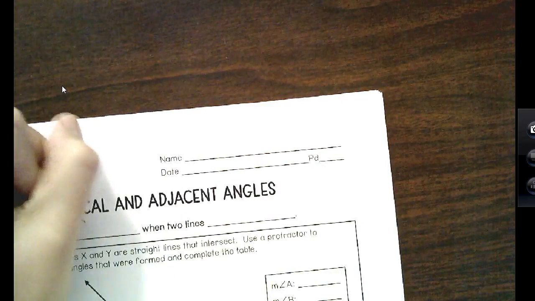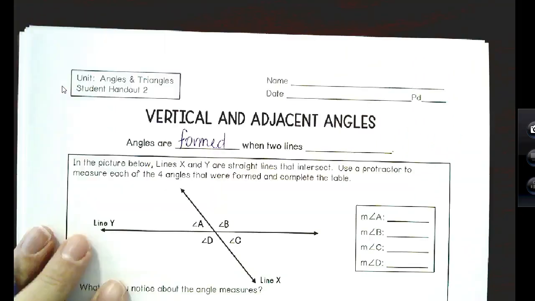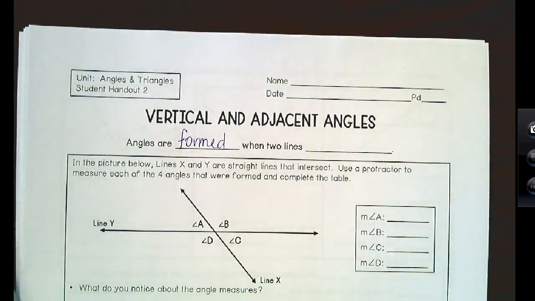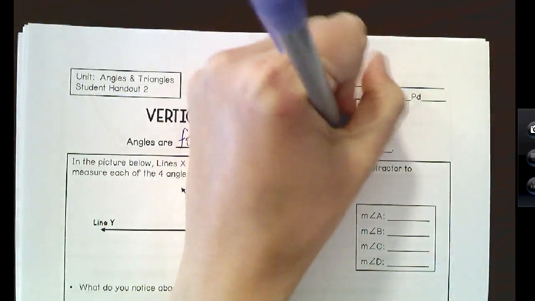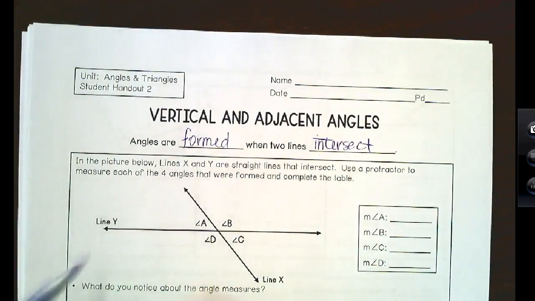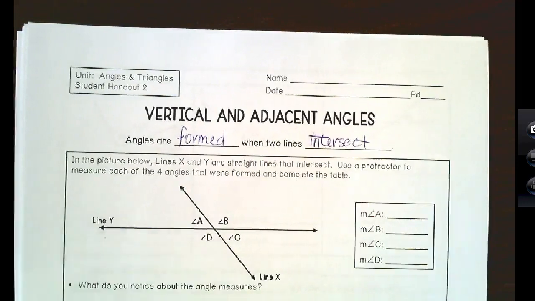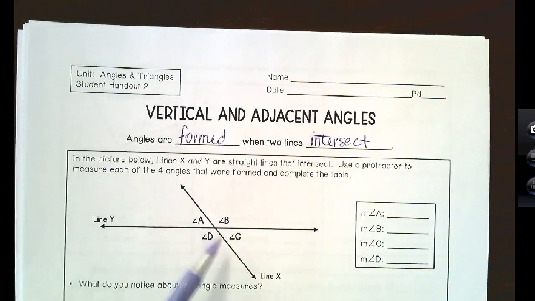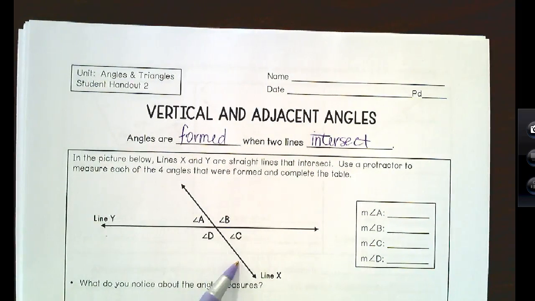Angles are formed or created when two lines intersect. And the word intersect means that they're going to cross. So you can see these two lines right here. We have a line X and we have line Y, and they are intersecting at this middle point right here. And right where they intersect, you can see it creates four different angles, angle A, B, C, and D.